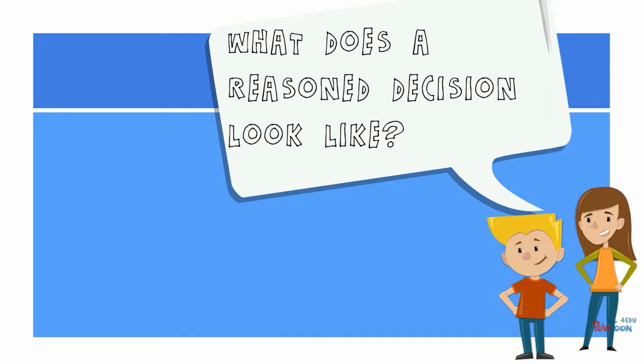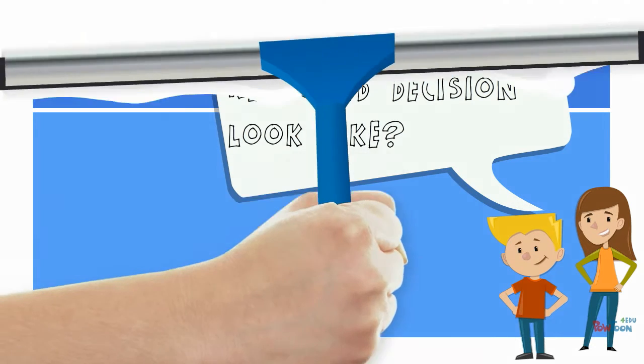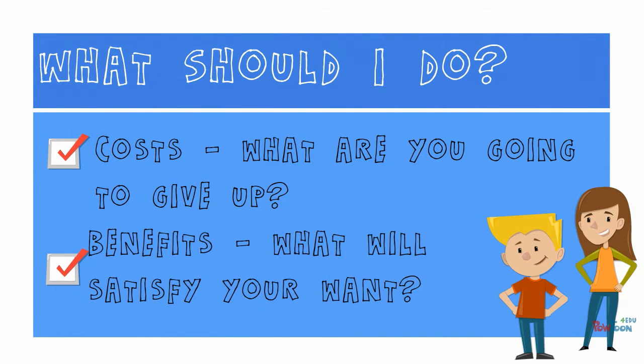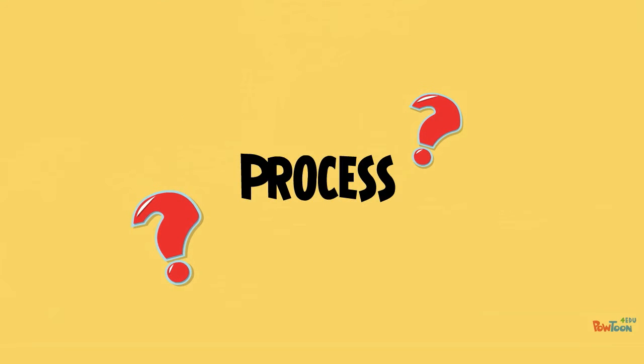What does a reasoned decision look like? You have to look at the costs. What are you going to give up? You also have to look at the benefits. What will satisfy your want? How might you follow a process to make a choice?